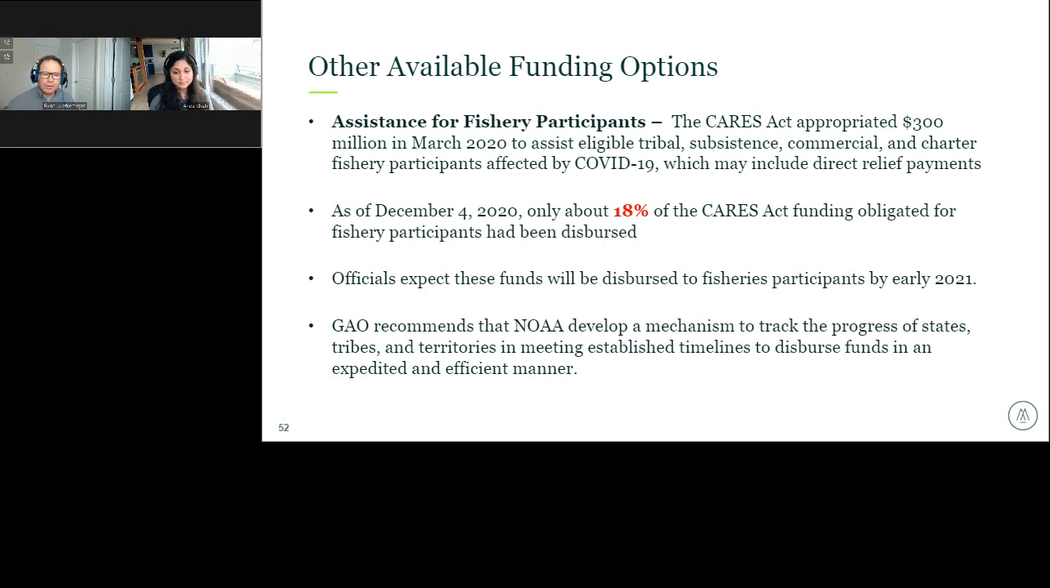Again, just real quickly going through the rest of these bullets here, the officials really do expect that by early 2021 a majority of these funds will be distributed. So they're trying to find ways to get this program utilized. So I think, if you're eligible, getting in touch with them to try to figure out how to take advantage of this for your tribal members would be appropriate.